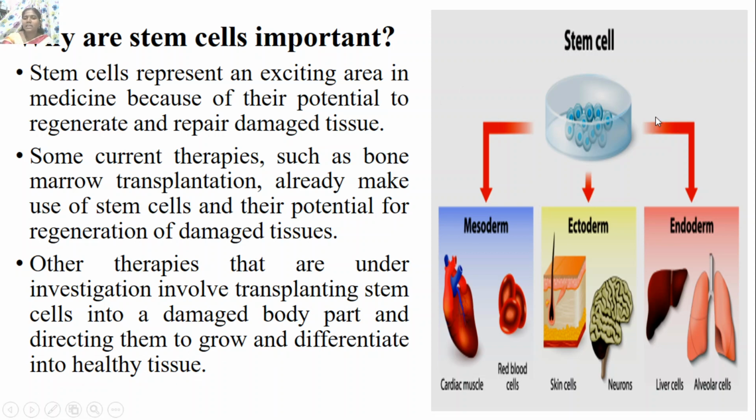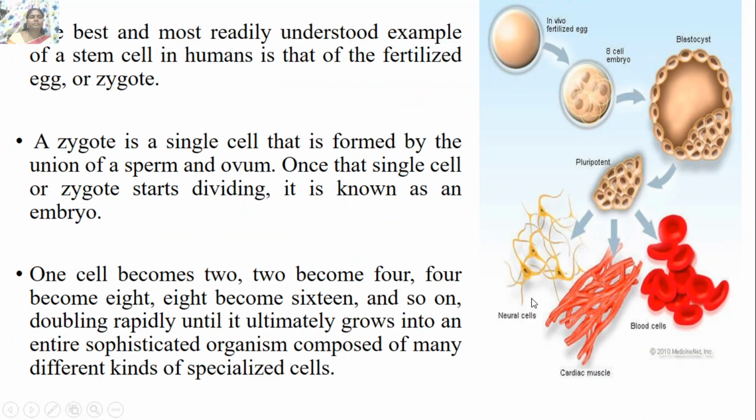The stem cells can be made into cells of mesoderm, ectoderm, and endoderm, where mesoderm cells have the potential to become a cardiac muscle cell, red blood cells. Ectoderm cells can form specific cell types such as skin cells, neurons. Endoderm cells can form liver cells and alveolar cells.